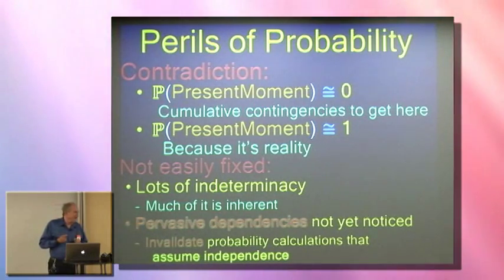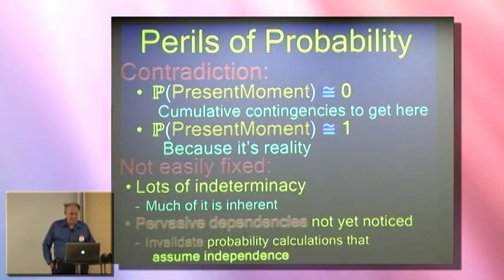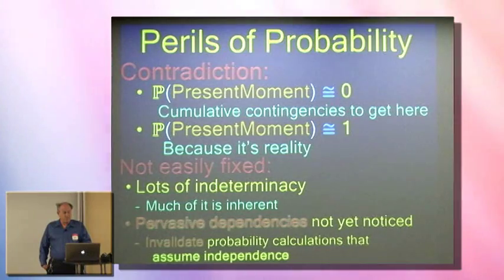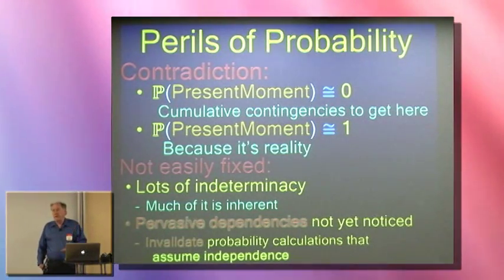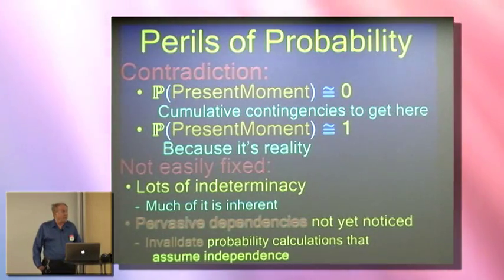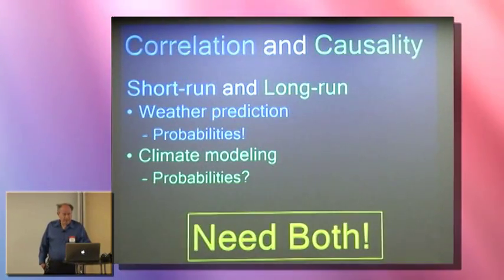This doesn't bother us because we have an explanation, or at least a vocabulary, for sweeping it under the rug. But nevertheless, it's a fundamental problem. And it's not easily fixed because there's lots of indeterminacy in this world. Much of it is inherent. And also, to do these probability calculations at all, you have to make very strong independence assumptions, which are often wrong, invalidating the calculations.